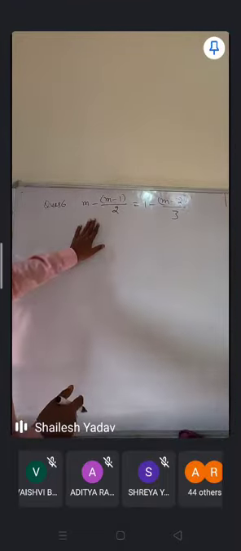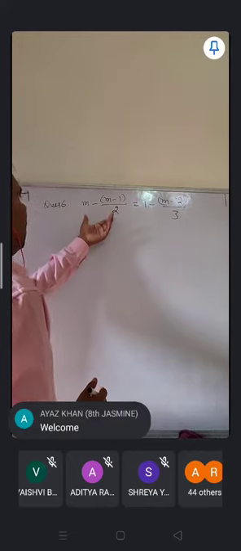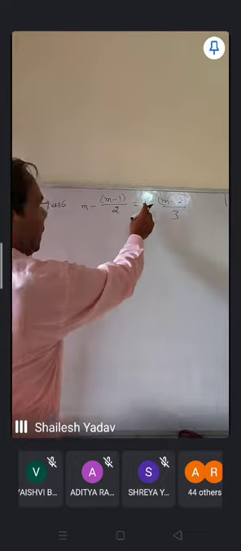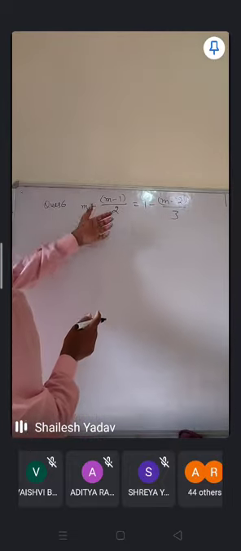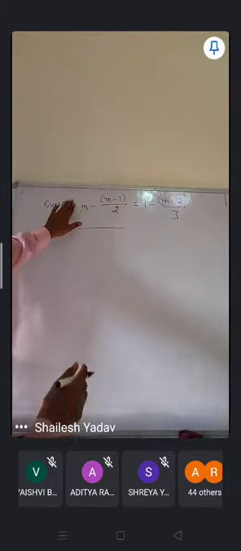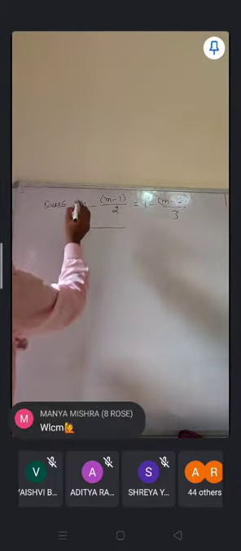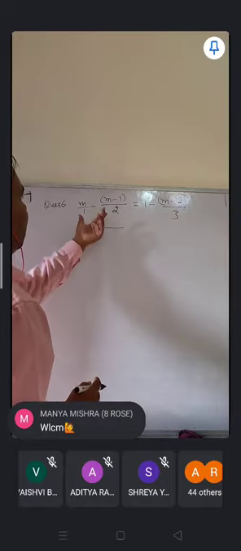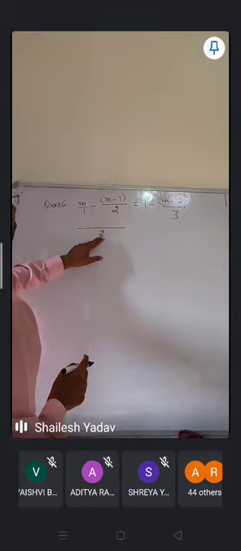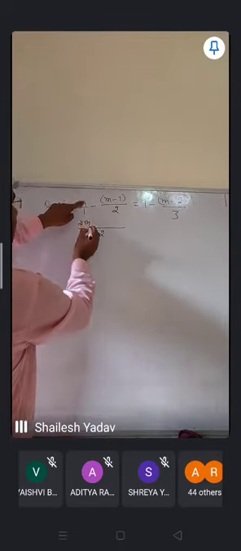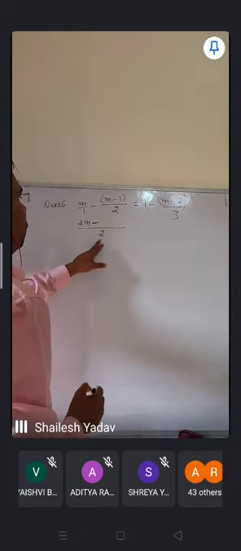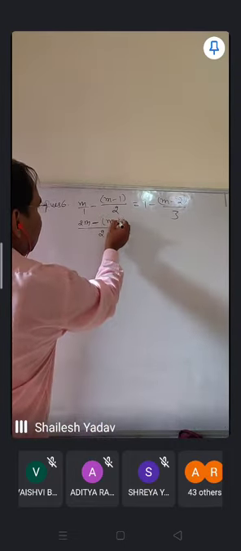Students, on the left side you have a subtraction: m minus (m minus 1) upon 2. First you will take the LCM on the left side. m is written as m upon 1. So what is the LCM of 1 and 2? That will be 2. 2 times 1 is 2, and 2 into m is 2m. Here it is minus, so I kept minus. And 2 times 1 is 2, and 1 into (m minus 1) will be m minus 1.